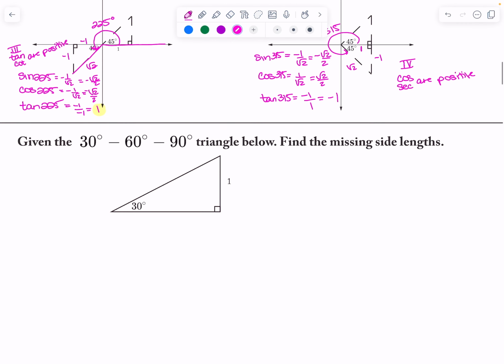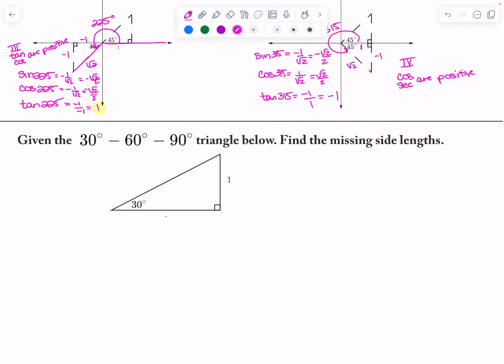We're going to look at the 30, 60, 90 and see what patterns we see there. So my opposite side of my 30 degrees is a 1, and a root 3 and a 2. And what you're going to notice is that I draw my triangle the same way every single time, because the adjacent side of the 30-degree angle is the one that has the root 3.